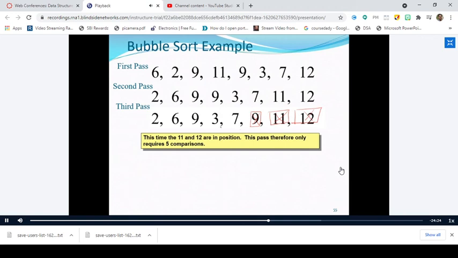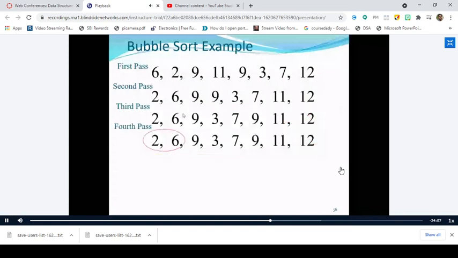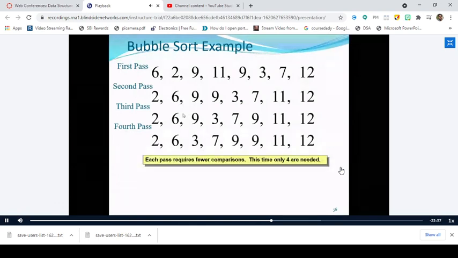So for the fourth pass, how many elements are to be considered? 5 elements, sir. So 2, 6, since they are in the same order, no swapping. 6 and 9, same order, no swapping. 9 and 3, they are out of order, swap. 9 and 7, out of order, swap. So after the fourth pass, the fourth largest element occupies the fourth position from the right hand side. So for the fifth pass, we are not going to consider these elements. This is an optimized bubble sort algorithm.